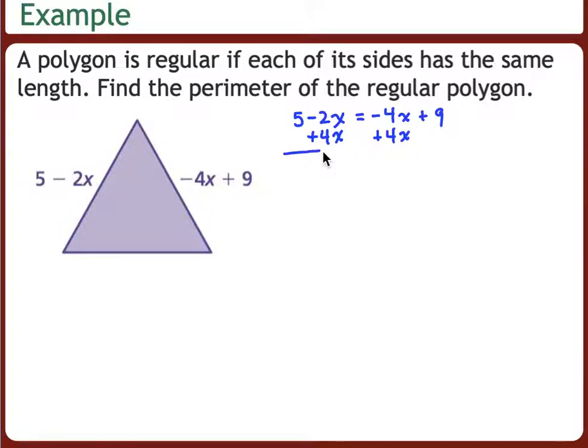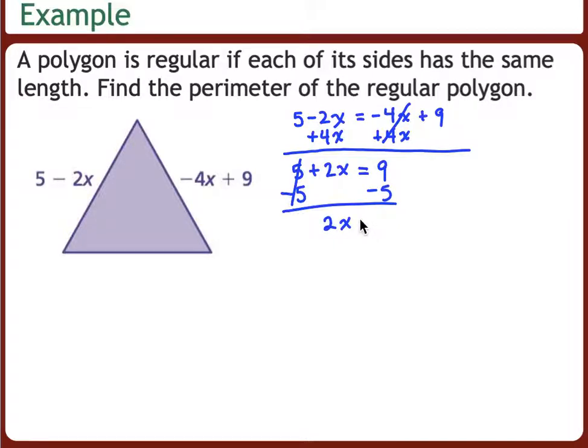And notice when I do that, I end up with a positive 2x. So 5 plus, now I have a negative 2x and a positive 4x is a positive 2x, is equal to a negative 4x and a positive 4x goes to 0. And I'm left with 9 on the right. So now I can subtract 5 from both sides, since now I have a simple two-step equation. So 2x is equal to 9 minus 5 is 4. Now isolate the variable by dividing by 2, and x is equal to 2.